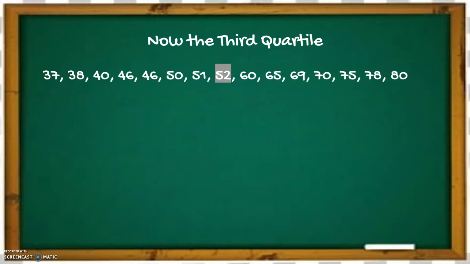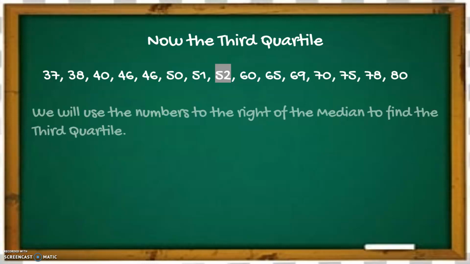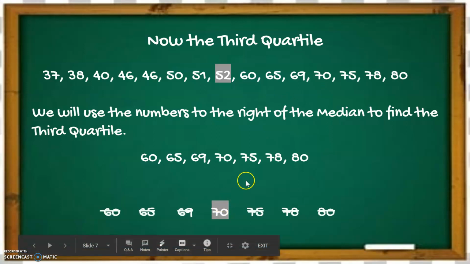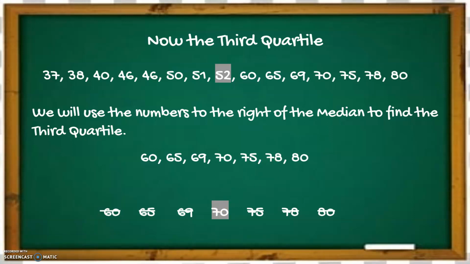All right, now let's find the third quartile. So if we use the lower half numbers to find the first quartile, we're now going to use the upper half numbers, all the numbers to the right of the median, to find the third quartile. So all these numbers to the right of the median we're going to use to find the third quartile. So here are those same numbers. So again, mark them out from left to right until we find the middle number. And in this case, it is 70. So 70 is the median of the upper half of the data. So that's a third quartile. 70 is a third quartile.